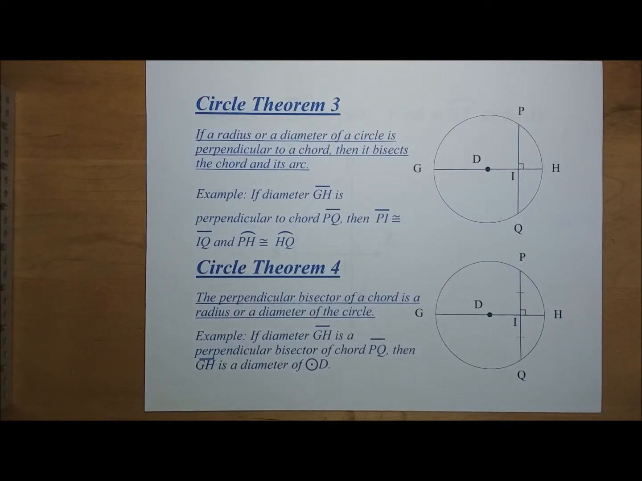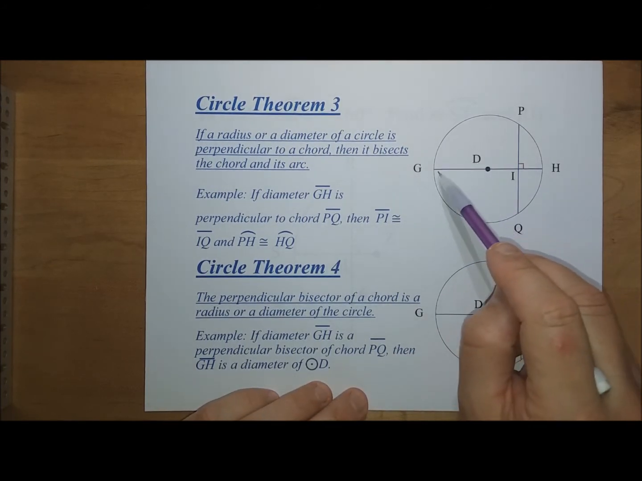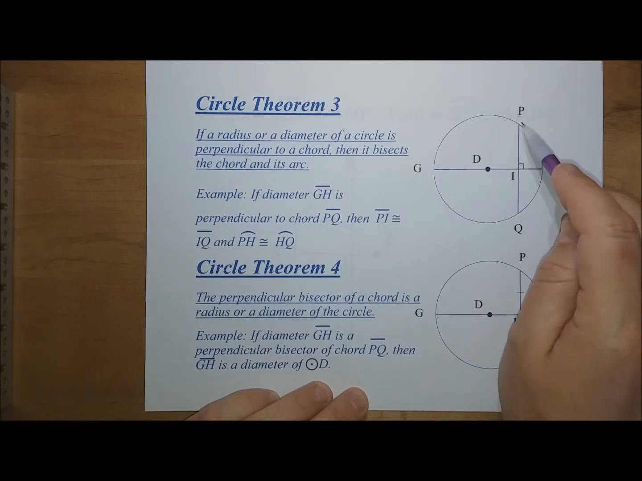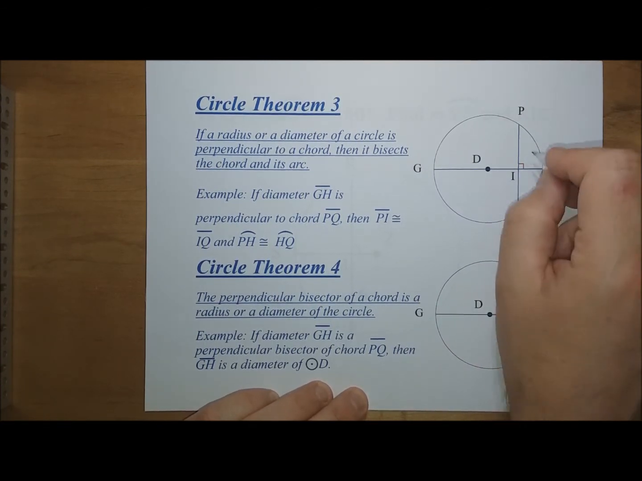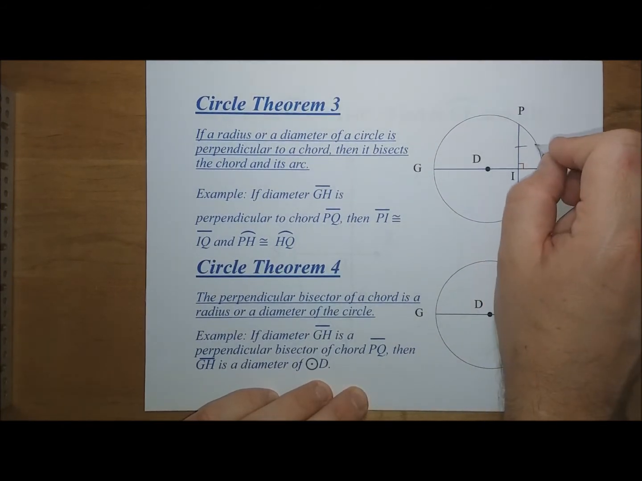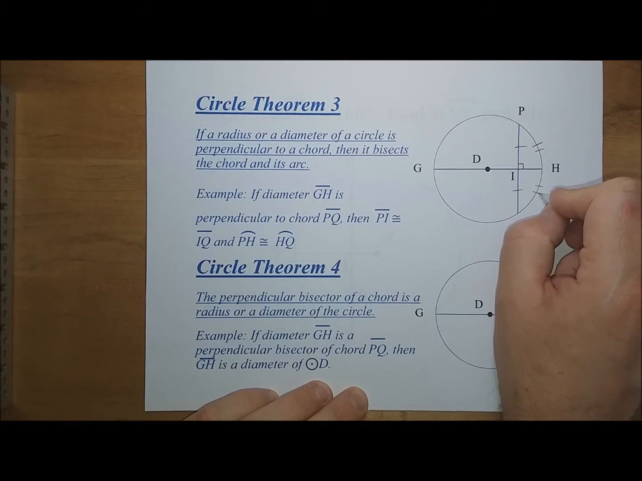All right, we've got two new theorems here that we're going to talk about. Circle theorem 3 tells us that if a radius or a diameter of a circle is perpendicular to a chord, then it bisects the chord in its arc. So what this is saying is that since this diameter GH, or you could say this radius DH, is perpendicular to this chord PQ, that it's going to bisect that chord, and it's going to bisect its corresponding arc.